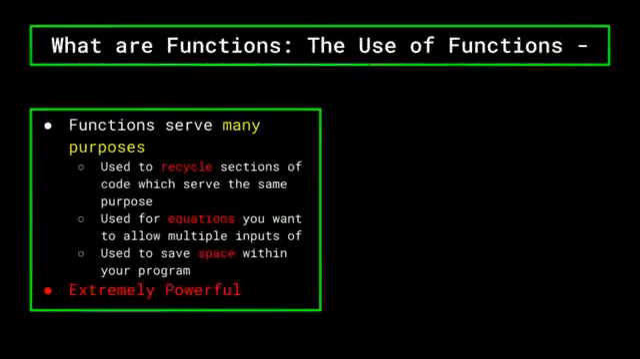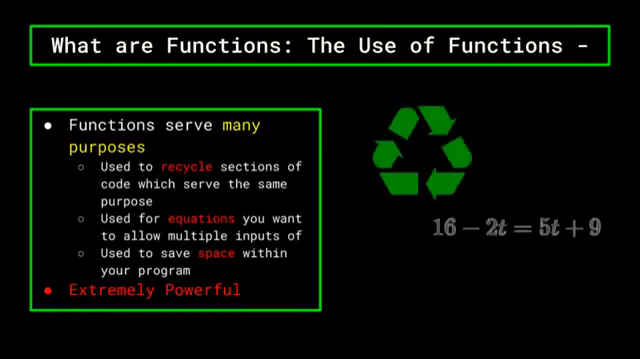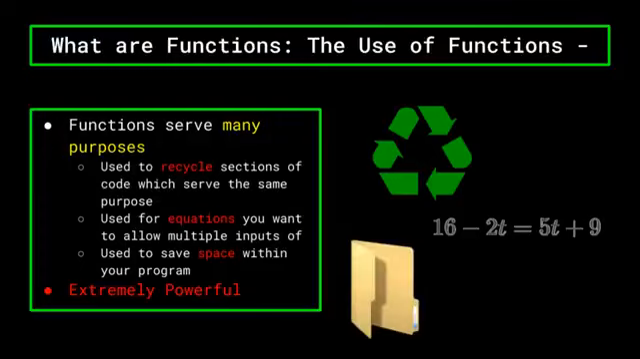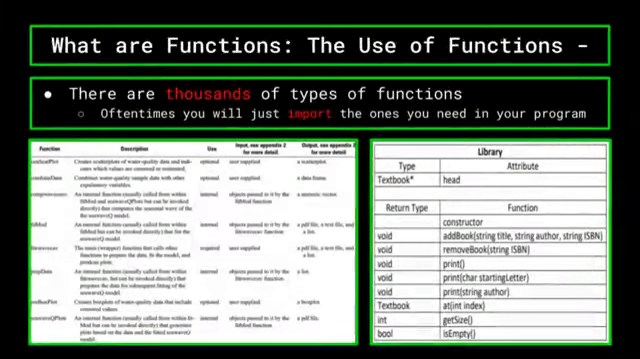Oftentimes in your program, there are going to be sections of code which are repeated and serve the same purpose, or equations which you want to allow differing inputs of. And so you can use functions in order to condense these down into singular lines of code to save both time and reduce clutter on your code. As you will see soon, functions are extremely powerful and will definitely be something you utilize all the time in your computer science journey.